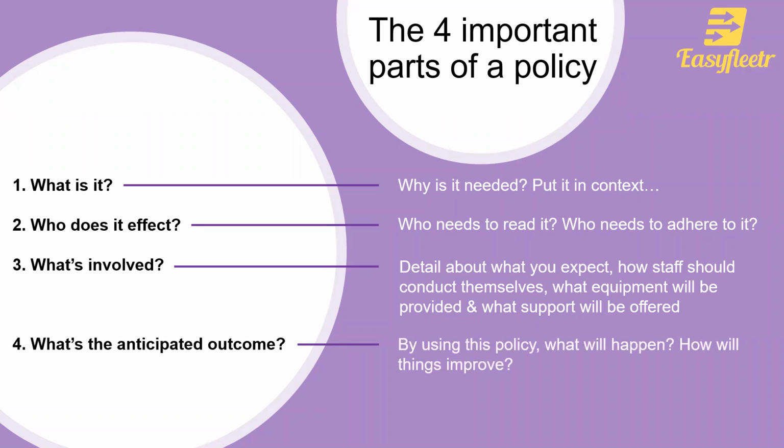And finally, what's the anticipated outcome of this policy? So again, what are you hoping to achieve from it? How do you think things will change? And don't necessarily be vague about what you want to achieve. So for example, if you're looking to introduce a policy on overloading, the anticipated outcome is that you will reduce or eliminate the number of occasions that your vehicles are running overloaded. That's your objective and that's your outcome. How will things improve as a result of the policy? Again, that's something to consider when you're starting to write it.